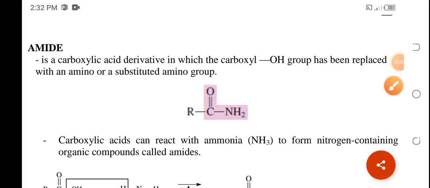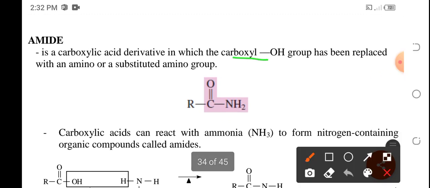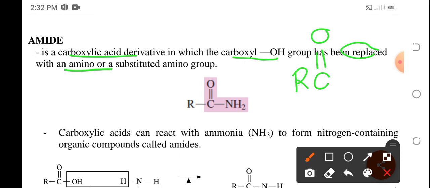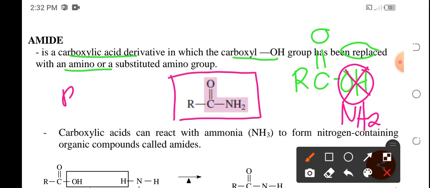Okay, an amide is a carboxylic acid derivative wherein the hydroxyl group has been replaced by an amino group. If we still remember, a carboxylic acid has RC double bond O OH, but this time, being an amide, the hydroxyl part of the acid will be replaced by an amino group, NH2. Hence, the general structure of an amide is RC double bond O NH2, or that could be RCONH2.